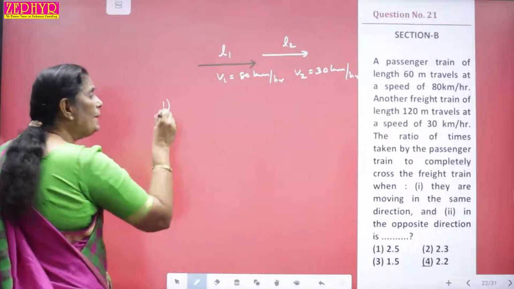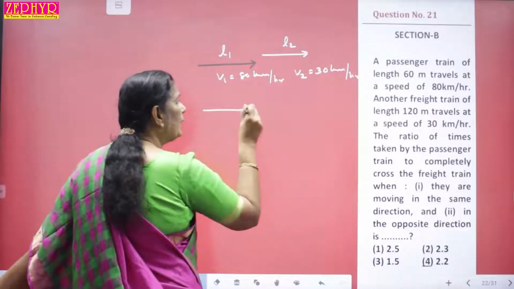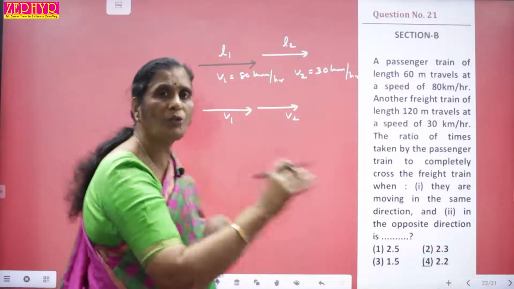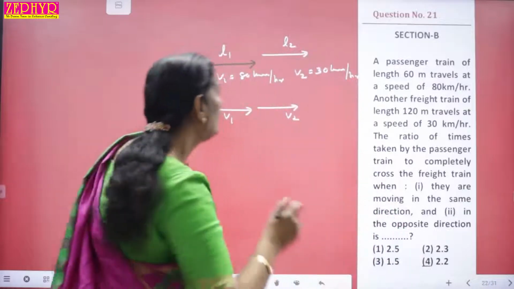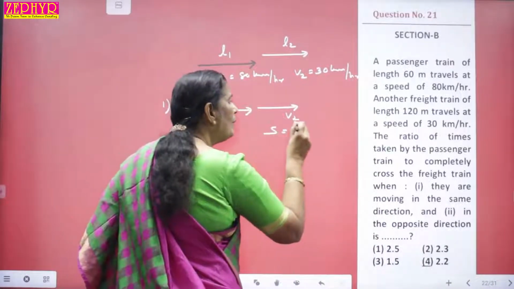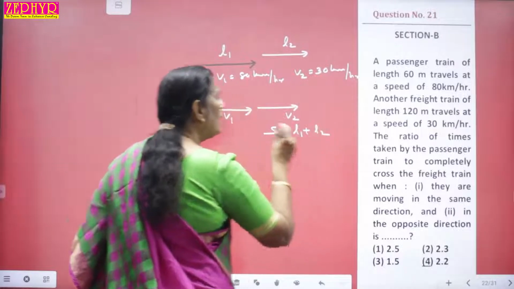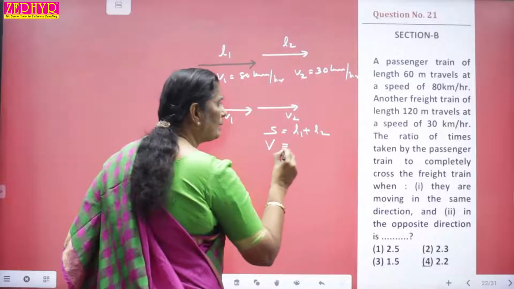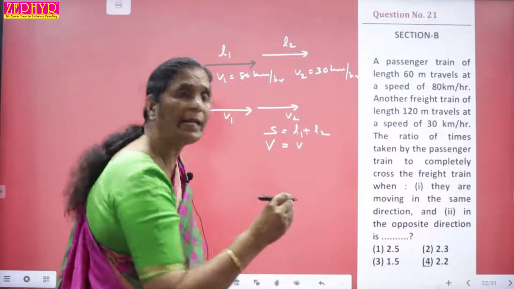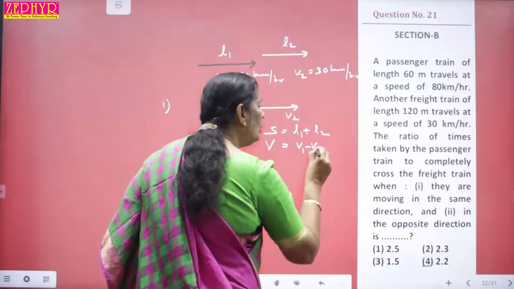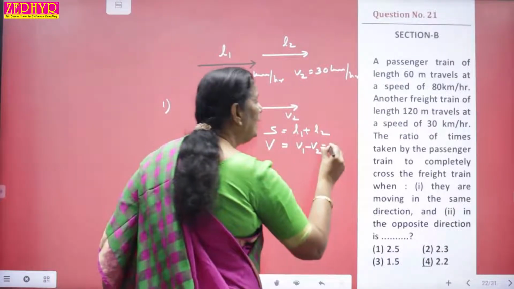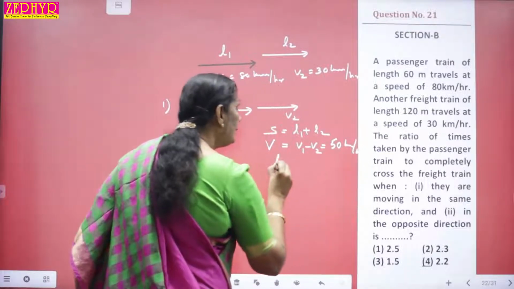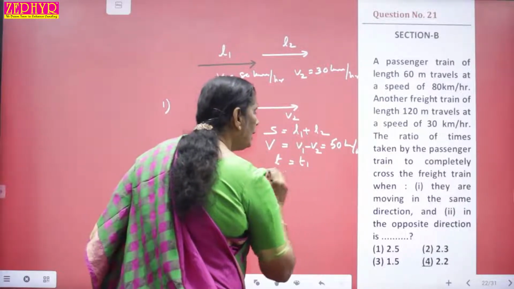So if they move in the same direction, this is V1 and this is V2, and the two trains have to cross. The total distance traveled by them will be L1 plus L2. Because they are moving in the same direction, we take the relative velocity, V1 minus V2, that is 80 minus 30, which is 50 kilometer per hour. Then I will say the time will be equal to T1.